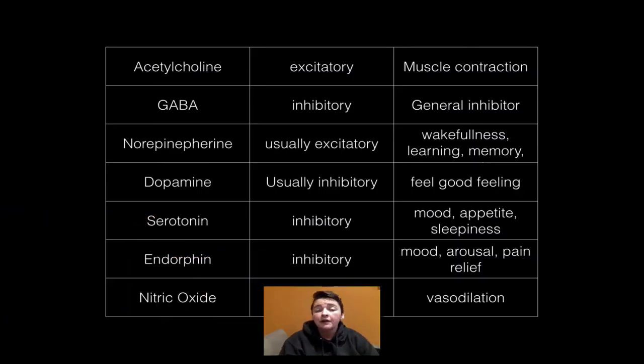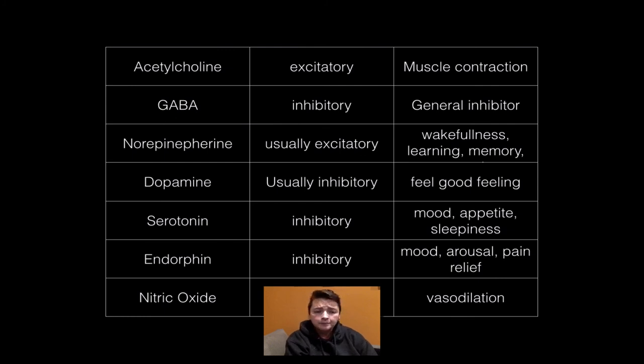There are several different types of neurotransmitters within the body. Here is a small list of neurotransmitters. The first one, acetylcholine, is one that you should already be familiar with. This is the one from the muscle contraction. In general, acetylcholine is an excitatory neurotransmitter. Neurotransmitters are generally either exciting, making something happen, or inhibiting, where it's going to stop something from happening. GABA is an inhibitory neurotransmitter. Norepinephrine is usually excitatory, and that has to do with being awake, learning, and memory, along with several other different functions. Dopamine is usually inhibitory, and it's usually a feel-good feeling.